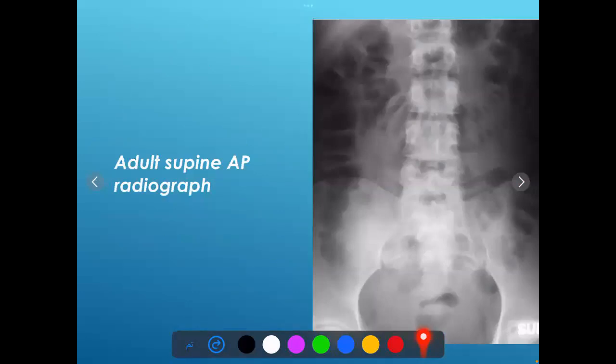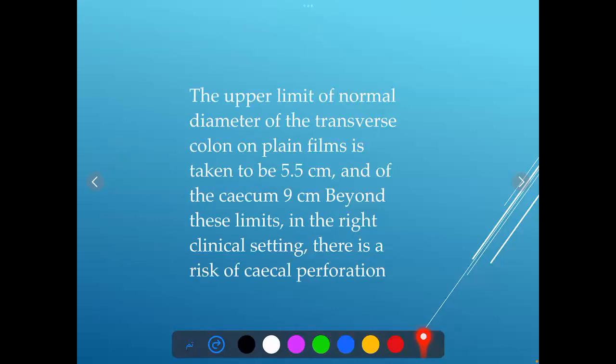This is an adult supine abdominal radiograph showing the ascending, the transverse, and the descending colon. Haustra are more prominent in the ascending and mid-transverse colon and tend to disappear distally. The upper limit of the normal diameter of the transverse colon on a plain film is 5.5 cm, and of the cecum, 9 cm. Beyond this limit, in the right clinical setting, there is risk of cecal perforation.